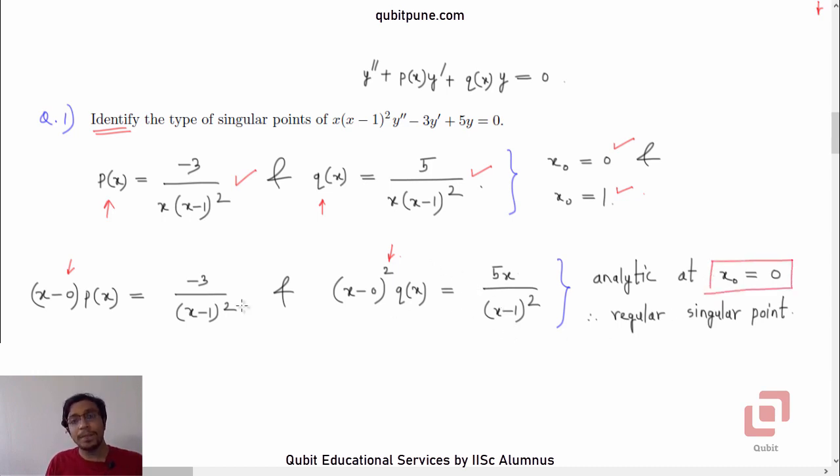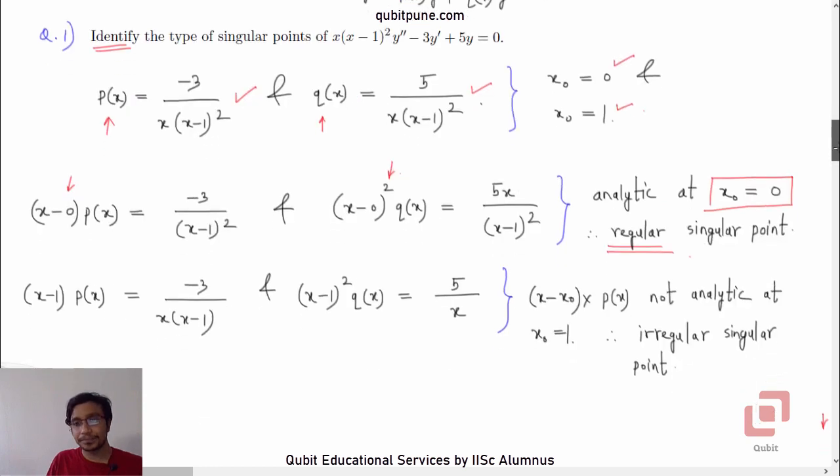So are x into p of x and x squared into q of x analytic at x not equal to 0? Yes, they are, because they are rational functions and their denominators do not have a 0 when x is 0. So x equal to 0 is a regular singular point. Now let us go to the next singular point, that is 1.